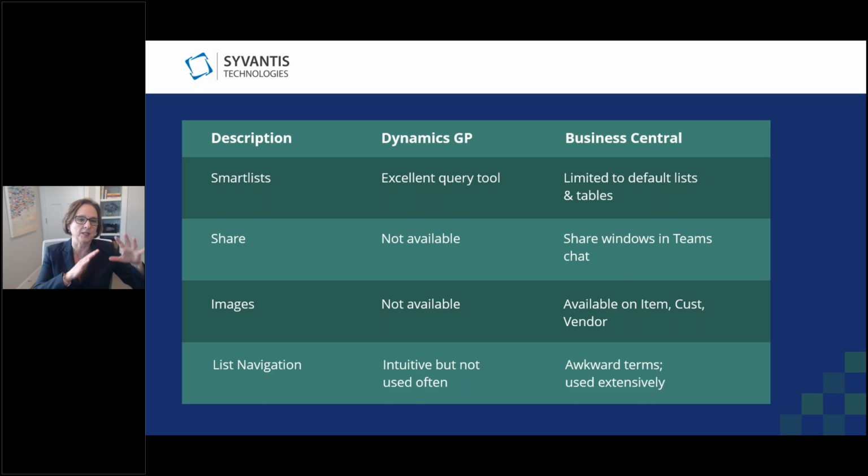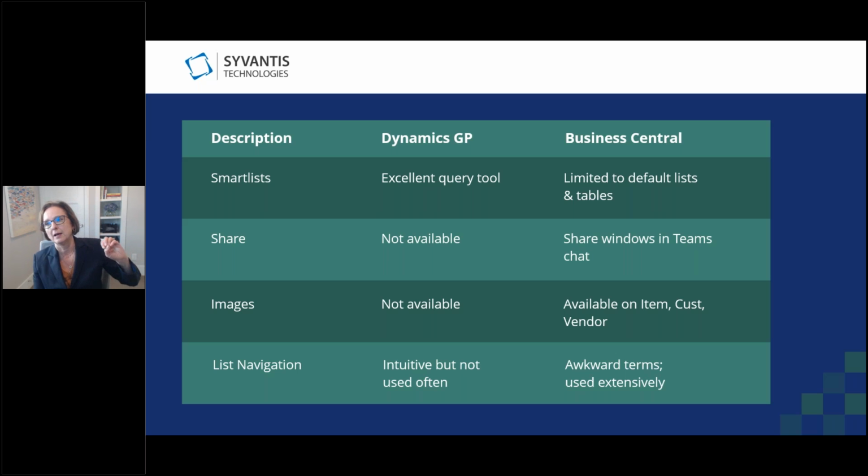So it's intuitive, but most people don't use it, honestly, if you look across all the GP spectrum. Business Central actually has really nice list navigation, and it's used extensively. Like you run the whole system off of it. When I say awkward terms on there, what I mean is you've got the list navigation and you're able to filter by it, but when you do those filters, it's kind of awkward compared to GP, like Smart List, for example, or even list navigation in GP.